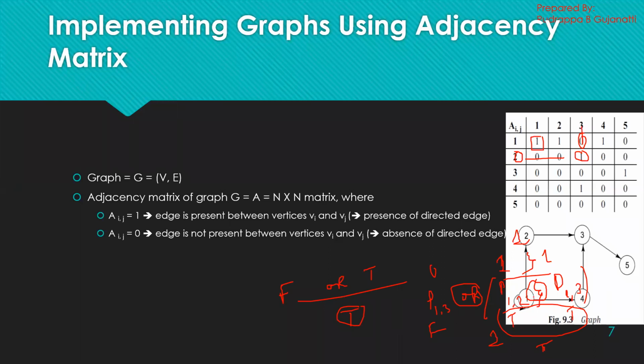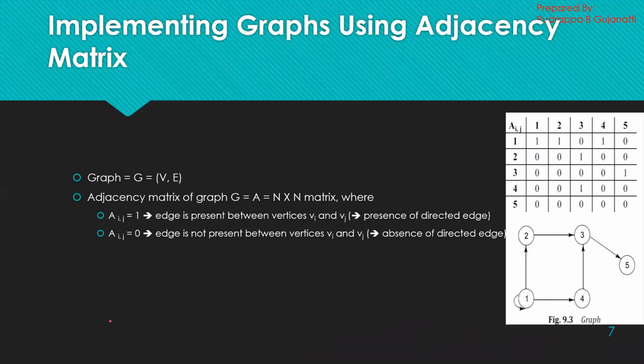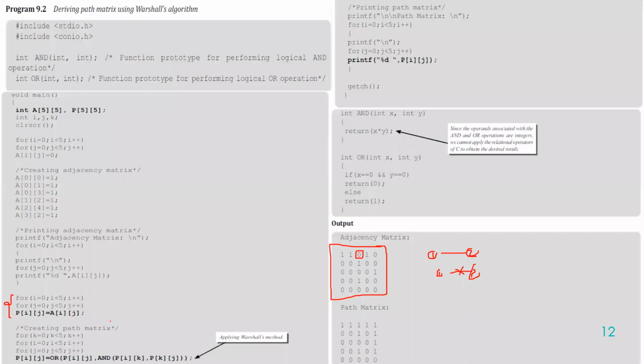So what it is telling is that indirectly you can reach node 3. That is the information being updated. That is what you are doing over here. So you can observe what they have specified in this equation, which is actually Warshall's method. That is the equation you have used.